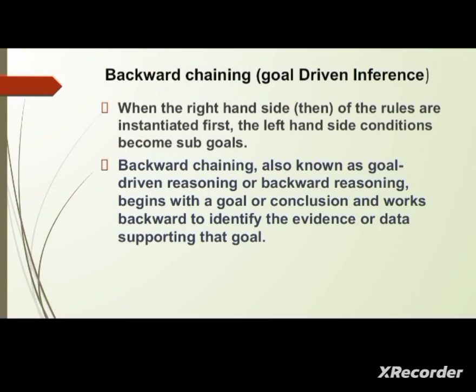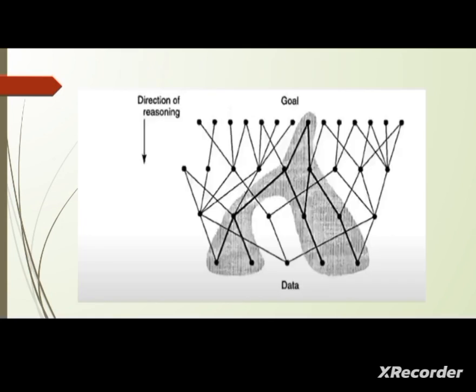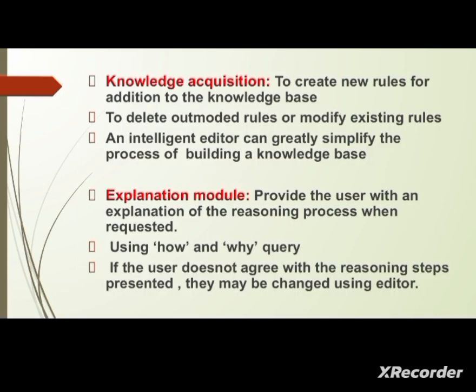Backward chaining. This is the schematic diagram of backward chaining. We have first the goal, then we have to go to the data. The direction of reasoning is in the backward direction. Then the third component is knowledge acquisition.